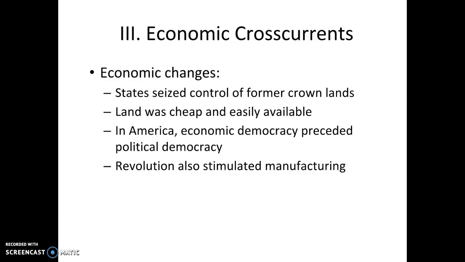So, economic changes. There's a lot of stuff going on, not just politically, but also economically. Former lands that were controlled by the crown, states now have control of those. Land is going to become very, very cheap. It's going to become very, very easy to claim in a very quick period of time.